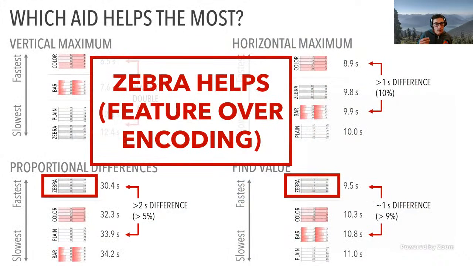And for two tasks, the ones at the bottom, zebra was the most helpful. And this is something we could expect for finding a value, which doesn't require making any kind of comparison. But we are surprised to find that zebra is more helpful for the most complicated tasks that require making many pairwise comparisons, and where we thought that visual encodings would help more.